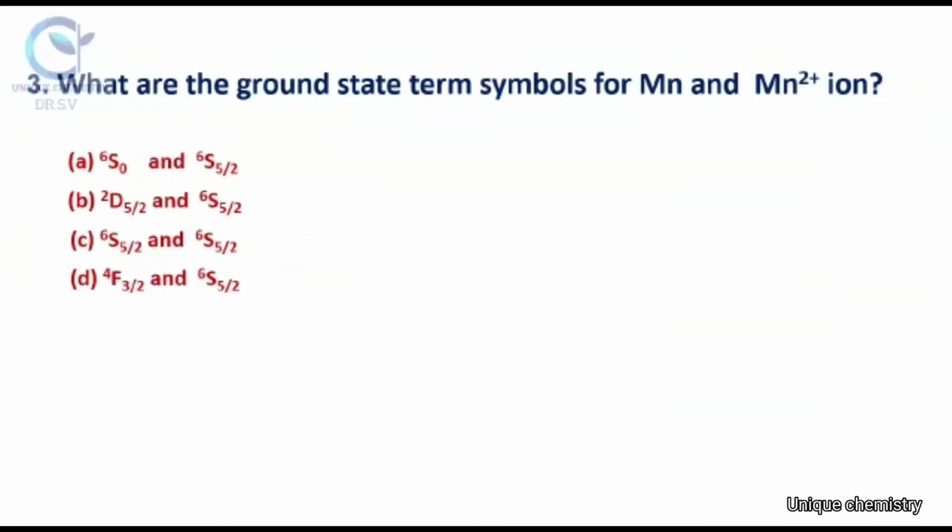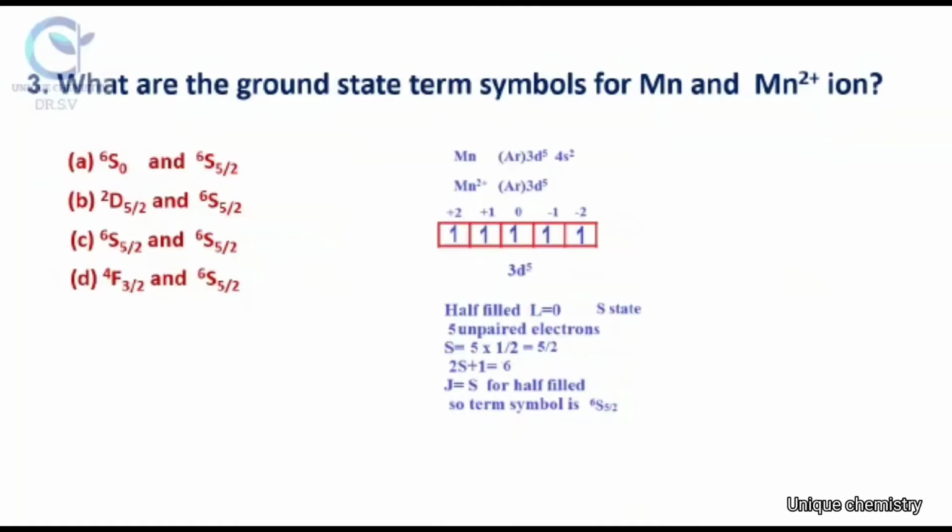Question number 3. What are the ground state term symbols for manganese and manganese 2+ ion? Mn and Mn2+ ion. Four options are given, and now you see which option is correct. For manganese the electronic configuration is argon, an inert gas configuration, the completely filled configuration, then 3d5 4s2. For Mn2+ it is 3d5.